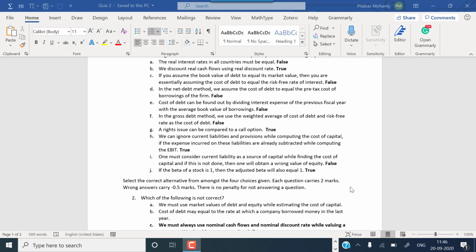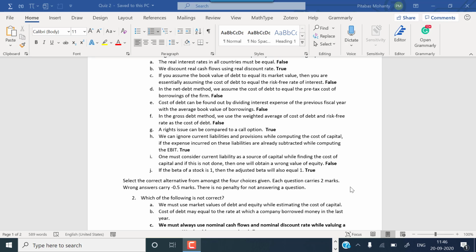Then cost of debt can be found out by dividing interest expense of the previous fiscal year with the average book value of borrowings. No, that's not correct, because you might have borrowed money after the previous balance sheet was prepared and might have repaid that entire borrowings. You might have borrowed a lot of money just before the current balance sheet was prepared. So this method would not give you the right average cost of borrowings.